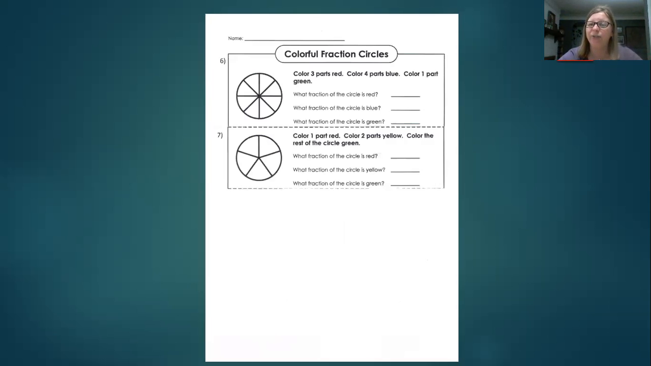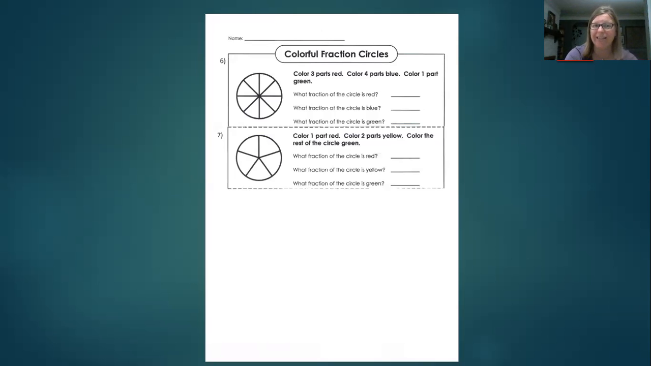It's called colorful fraction circles. So these next two are using our fraction skills. Color 3 parts red, color 4 parts blue, color 1 part green. What fraction of the circle is red? You need to use numbers to record your fractions for this after you've colored to answer the questions.